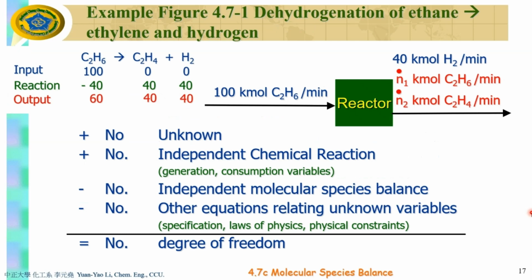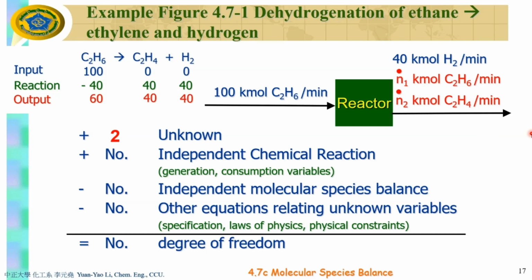Okay, so now let's practice this using the same example. C2H6 becomes C2H4 plus H2. Could you please tell me how many unknowns in this case? I just told you, if you draw the flow chart, you have N1 and N2, right? So how many unknowns here in this case? You have 2 unknowns, right?